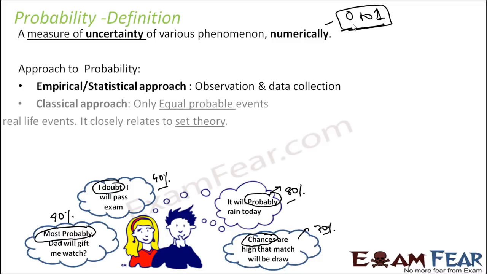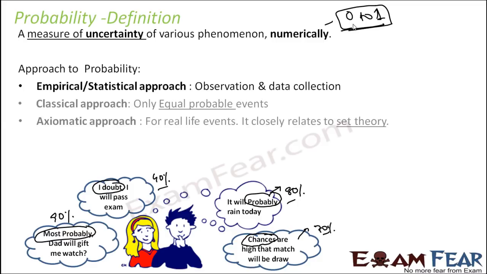The next are the classical and the axiomatic approaches. We will not talk about these approaches. We will study these in the higher classes where we use a lot of formulas to come up with different probabilities. These two, the classical and the axiomatic approach, are pretty complicated, so we will not study them in this class. In this class, we will study the empirical or the statistical or the experimental approach. All these three mean the same, right?